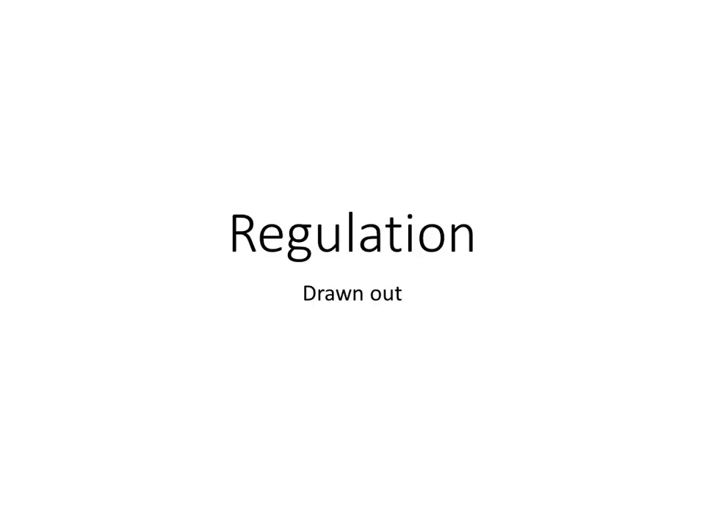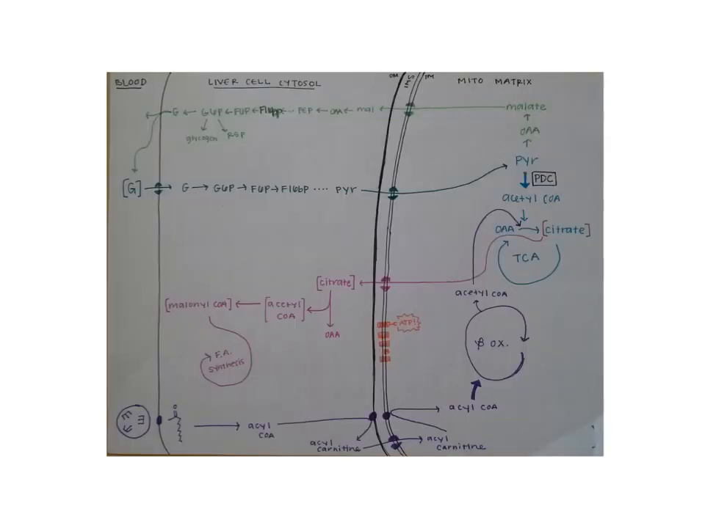Okay, so this is regulation drawn out. And so the image that we're going to be looking at is this one right here. I've got it already drawn out. And this one is only carbon intermediates.